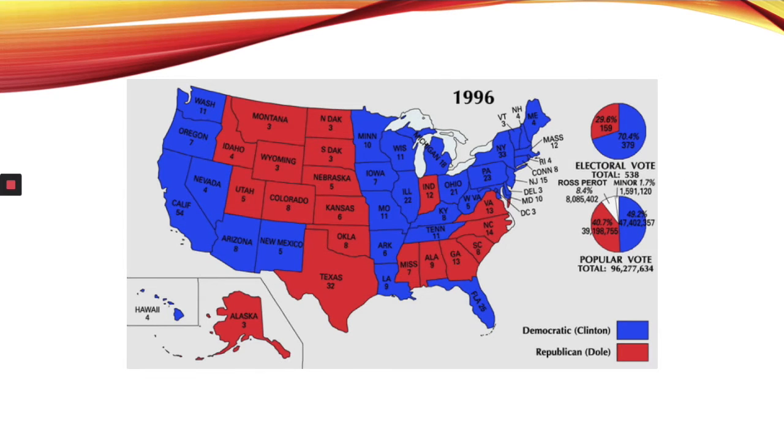And then here's his second election. This time a different Republican is running against him. And this is even more of a landslide than the first one. He gets 379 electoral votes.